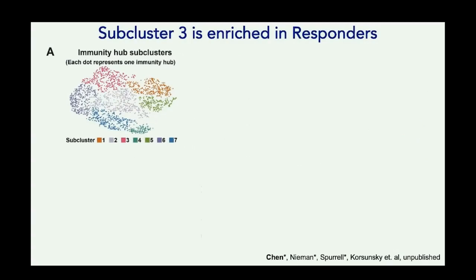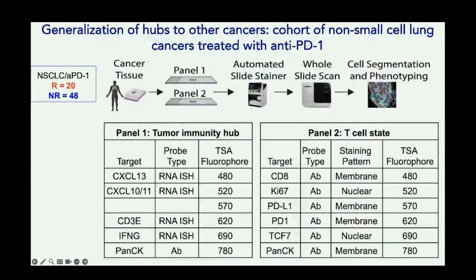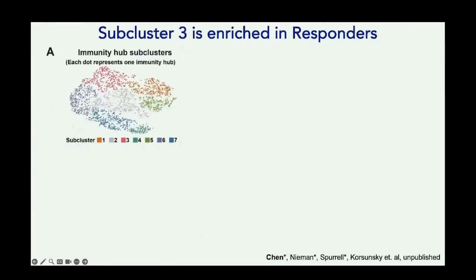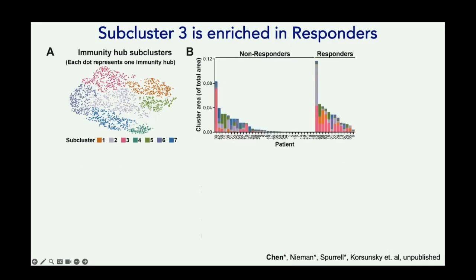Now, given that we have these T cell markers, we could further subdivide these subclusters. So although all of them may have these markers in them, we asked, do these markers further separate them? And in fact, when we cluster based on all those markers, the hubs that we do find that are CXCL10/11 positive, we find that there's multiple subclusters within them.